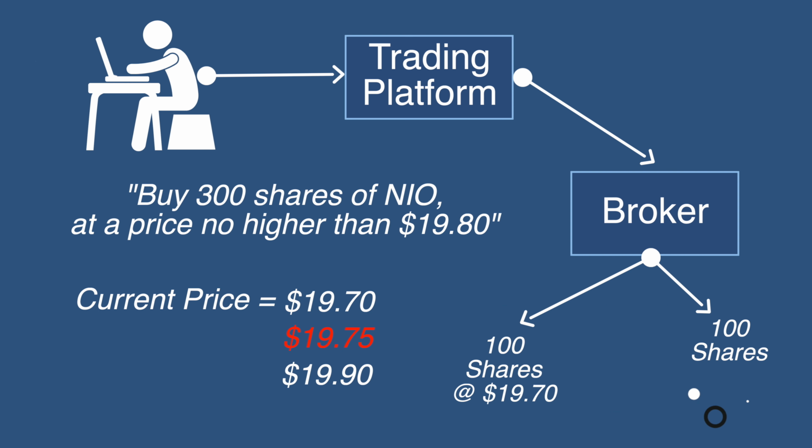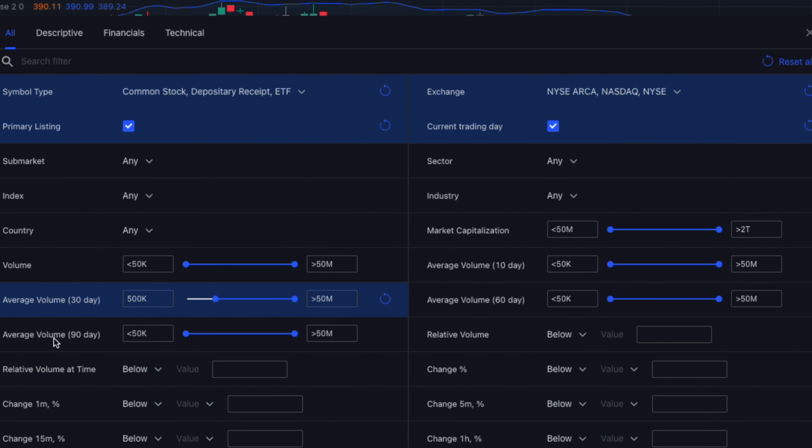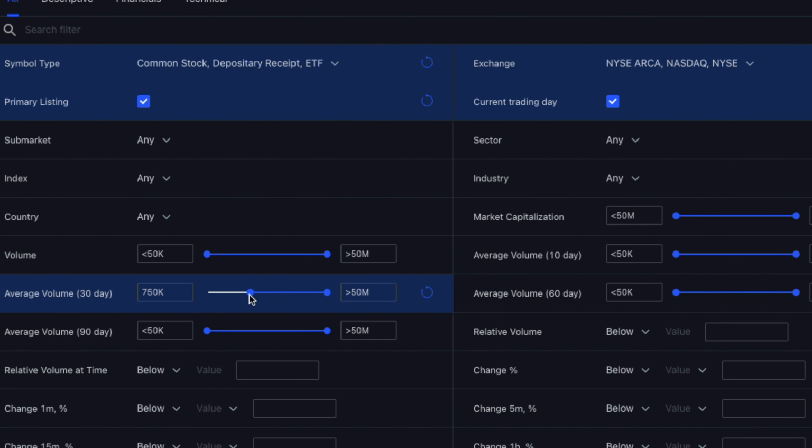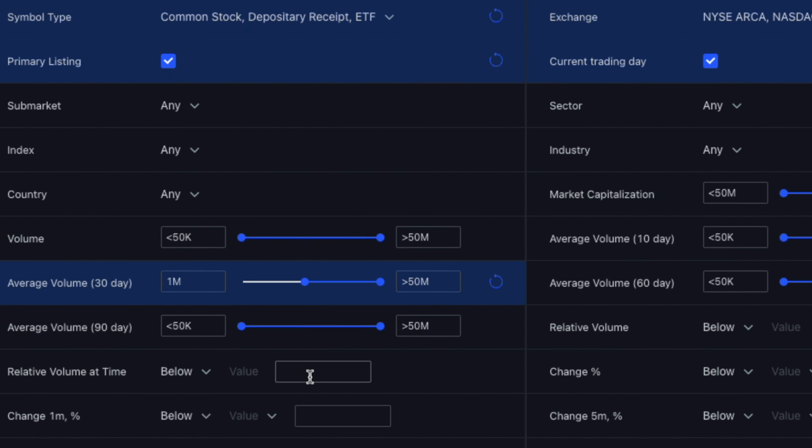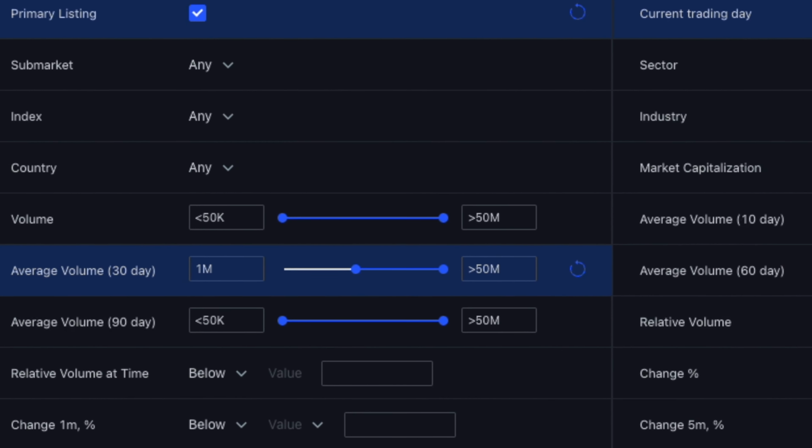Another important factor for getting a fill faster is to trade in highly liquid stocks. This is indicated in the average trading volume of the stock. I only trade in stocks with average daily volume of at least 1 million shares.